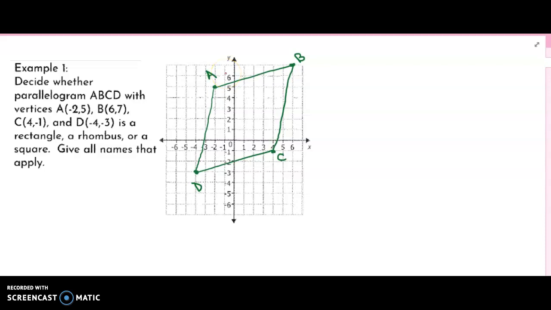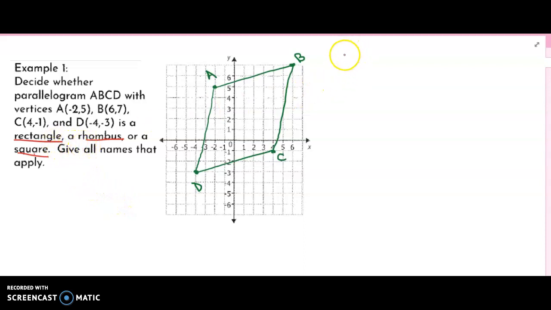All right, so in example 1, it says, decide whether parallelogram ABCD with these vertices, and you should already have them plotted, is a rectangle, a rhombus, or a square. Give all names that apply. So remember, if it's a square, that means it's a rhombus as well and a rectangle as well. Okay, so make sure we give all names that apply.